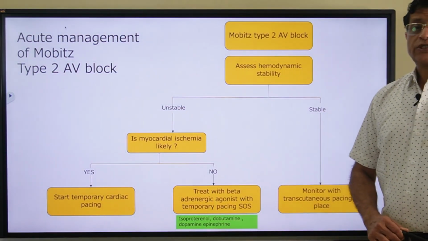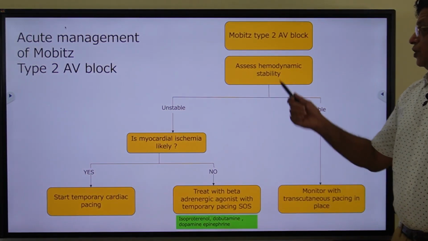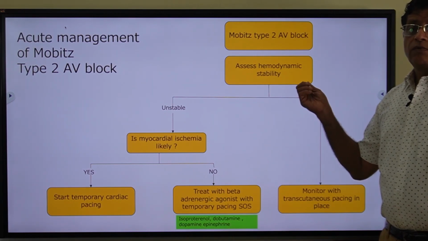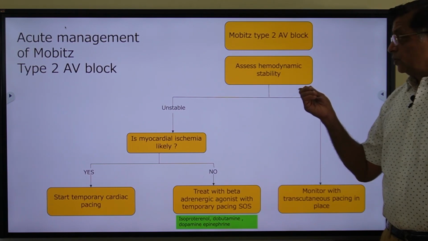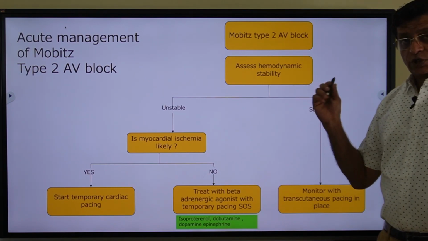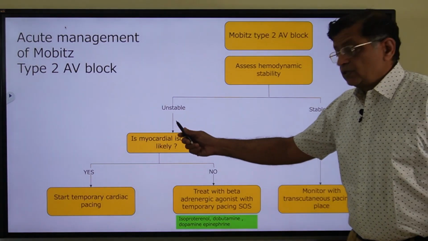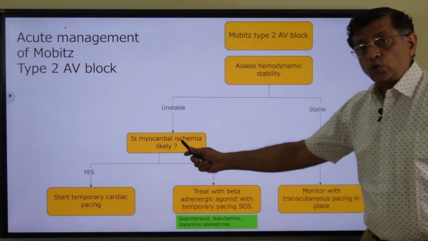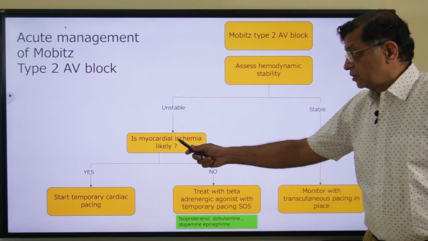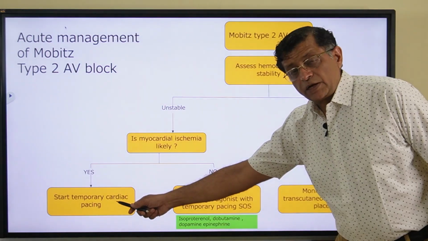Now, if the patient has Mobitz type 2 AV block, how do we manage this patient? First of all, like all the emergencies in ventricular rhythm abnormalities, first check whether the patient is stable or unstable. If the patient is stable, monitor with transcutaneous pads in situ. If the patient is unstable, look for whether the patient is in acute coronary syndrome, like if myocardial ischemia is likely. If yes, then go ahead with temporary pacing and treat myocardial ischemia.